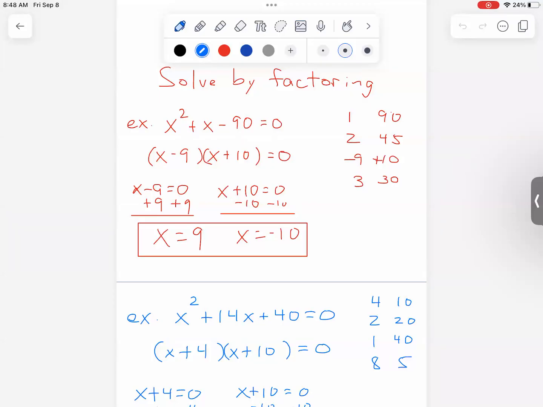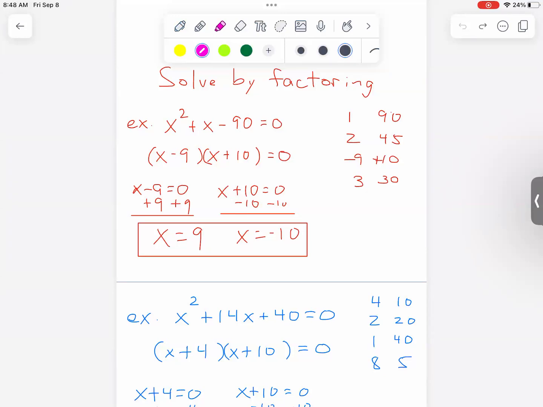So yesterday, guys, we were doing the solve by factoring, right? We started with, let's say this first one, we had x squared plus x minus 90. And we just did a warm up like this. You guys did very well. We want to factor that.